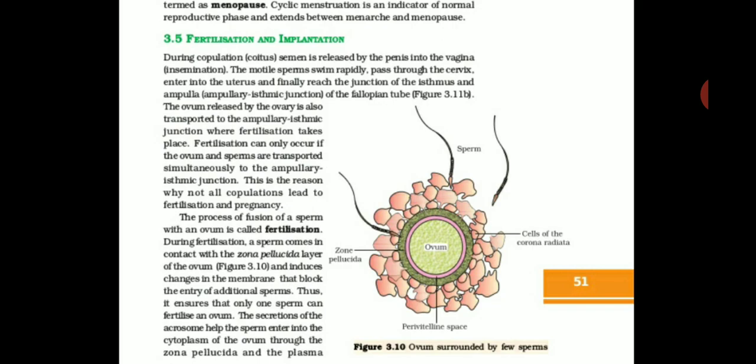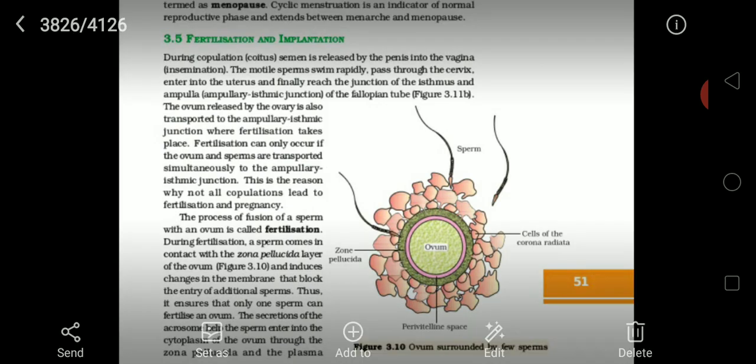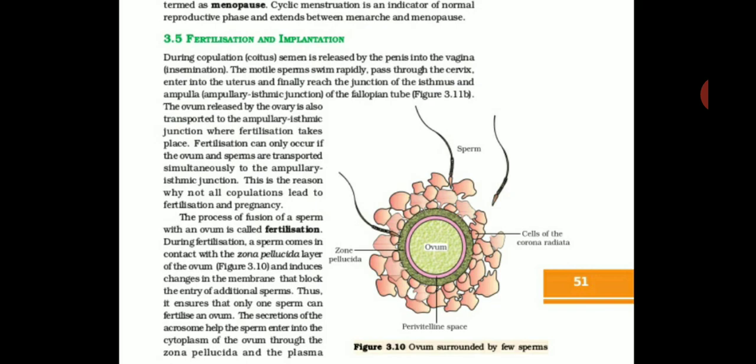The ovum released by the ovary is also transported to the ampullary isthmic junction, where fertilization takes place. Fertilization can only occur if the ovum and sperm are transported simultaneously to the ampullary isthmic junction. This is the reason why not all copulations lead to fertilization and pregnancy.